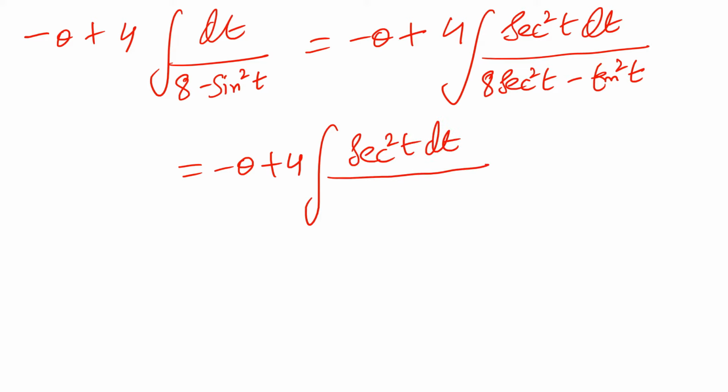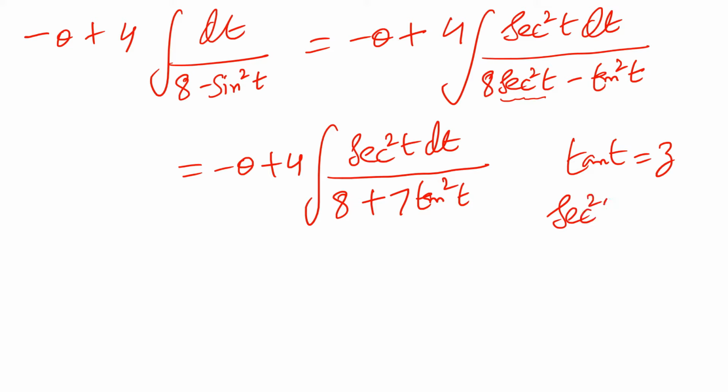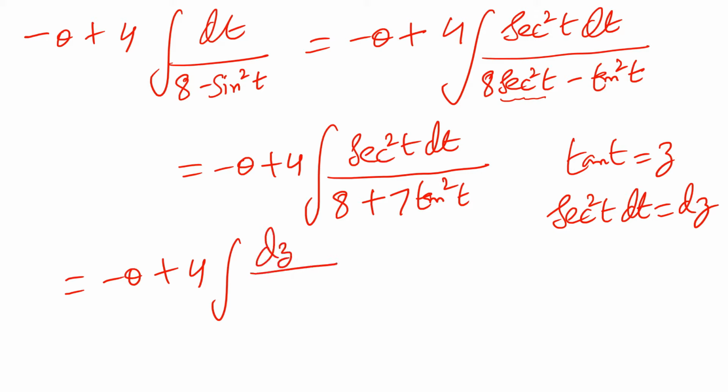Now this secant square t can be written as 1 plus tan square t. So it comes out to be 8 plus 8 tan square t minus tan square t, so this is nothing but 8 plus 7 tan square t. Fine. Now it's obvious that we have to put tan t as z, because secant square t dt will become dz. So it becomes minus theta plus 4 times, secant square t dt becomes dz. In the denominator we have 8 plus 7z square.